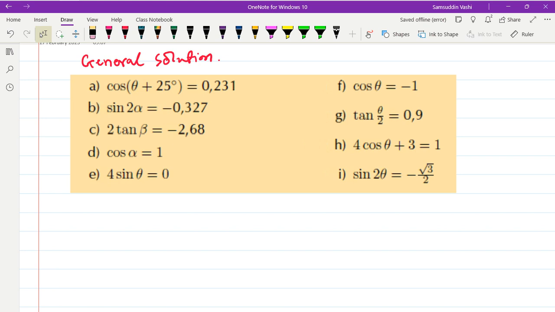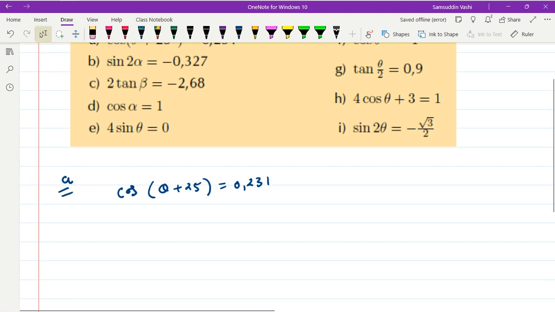So if I look at the first example, what is it? Cosine theta plus 25 is equal to 0.231. The function is alone on its own. Is it positive or negative? Positive. So that means where should I expect my answer now, in which two quarters? Cos is positive in the first one and the fourth one.